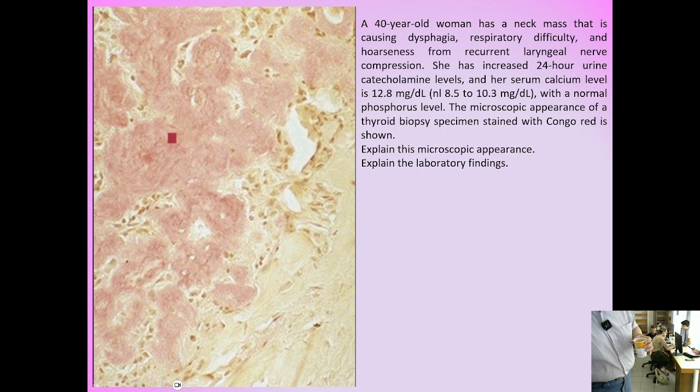So this patient has increased urine catecholamine levels. So this is something different from the action of calcitonin. When we find increased values of catecholamines, where should we look?